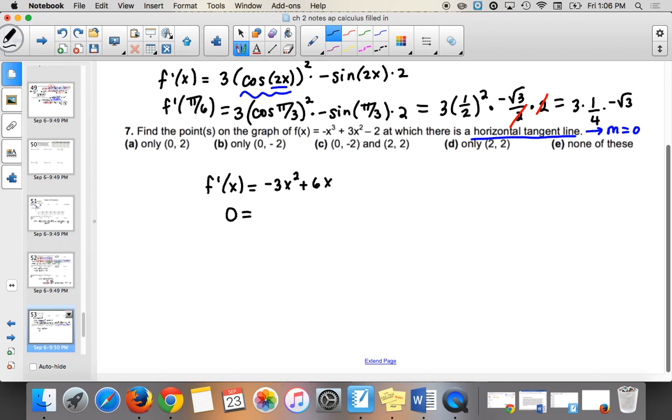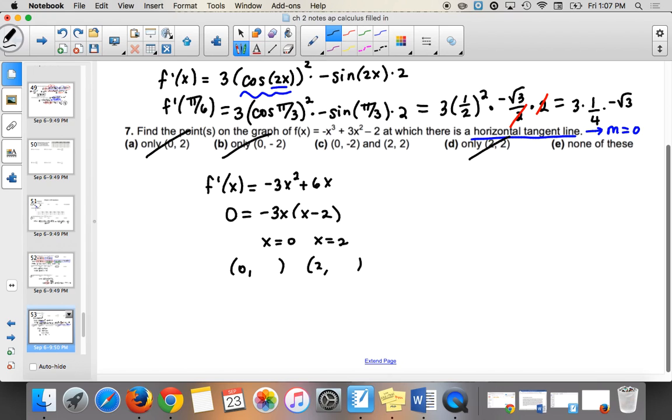We can pull out a GCF, so I'm going to pull out a negative 3 and an x. When I do that, I'm left with x minus 2. So I get x equals 0 and x equals 2. That means there should be 2 points. We should have 0 comma something and 2 comma something. So we can get rid of the onlys for sure. But you got to be careful. You can't get rid of the none of these. So we're not sure on the none of these. We got to plug in to figure out what the y value is.